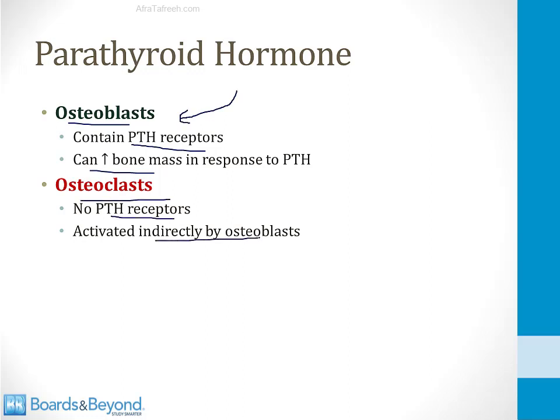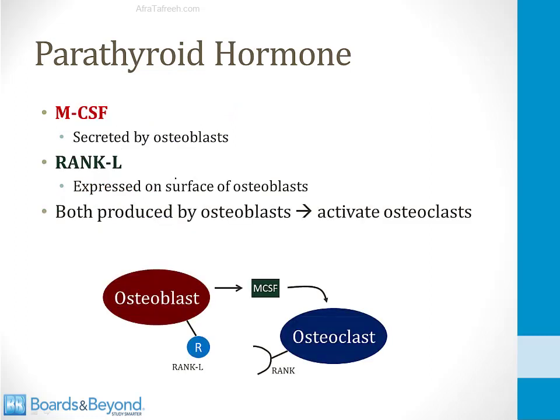They are activated indirectly by osteoblasts, and this follows the principle we talked about before, that the osteoclasts are really slaves to the osteoblast. So the way that parathyroid hormone leads to breakdown of cortical bone and a rise in the serum calcium is by activating the osteoblasts, which in turn will activate the osteoclasts. And they do this through the mechanisms we talked about before. Osteoblasts can make MCSF and secrete that. They can also express RANK-L on their surface, and both of these will activate the osteoclasts, and that's how parathyroid hormone can lead to bone breakdown.